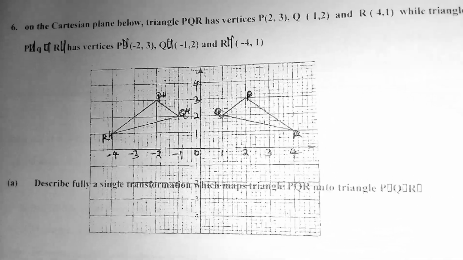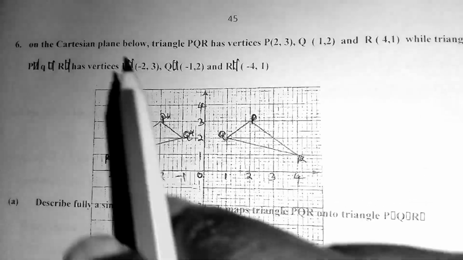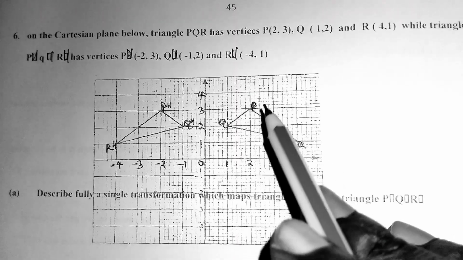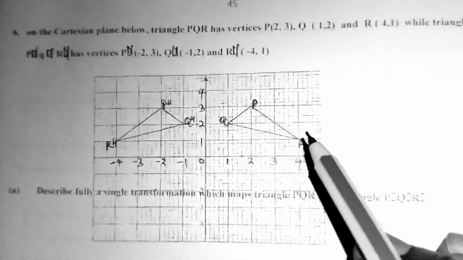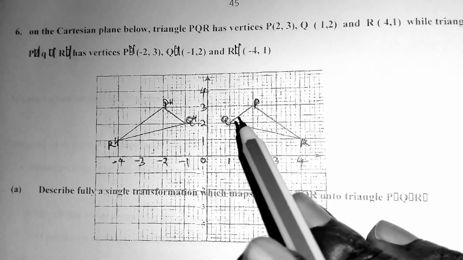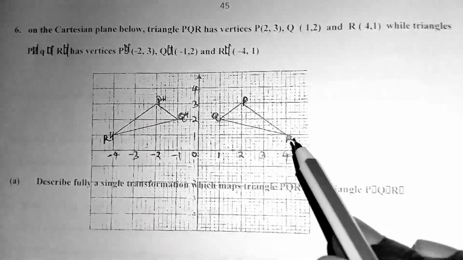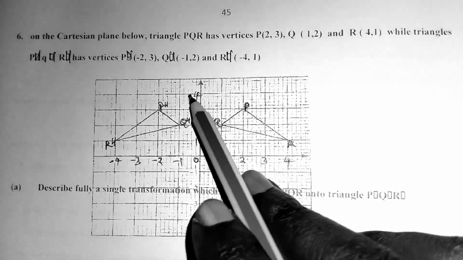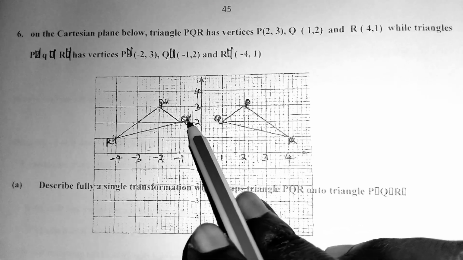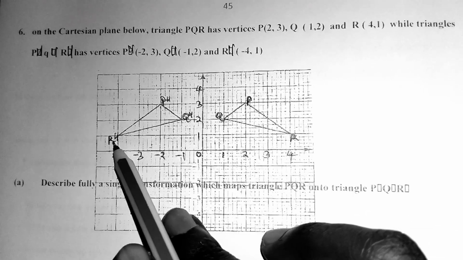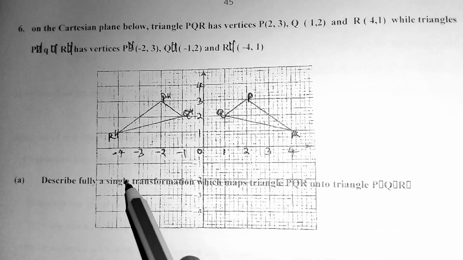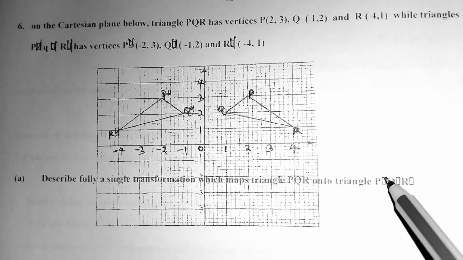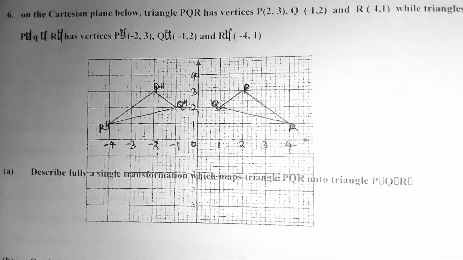So the question is: on the Cartesian plane below, the vertices of triangle PQR are given, while triangle P double prime, Q double prime, R double prime has its vertices given too. Describe fully a single transformation which maps triangle PQR to triangle P double prime Q double prime R double prime.